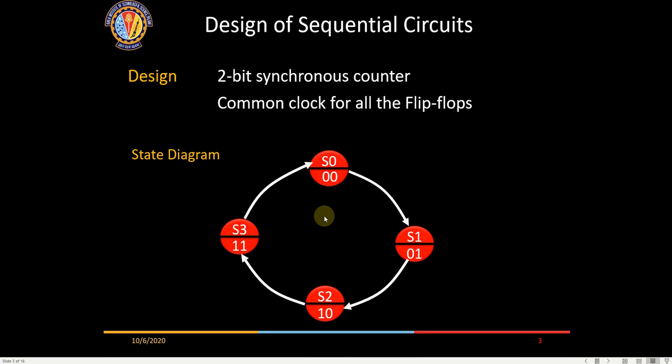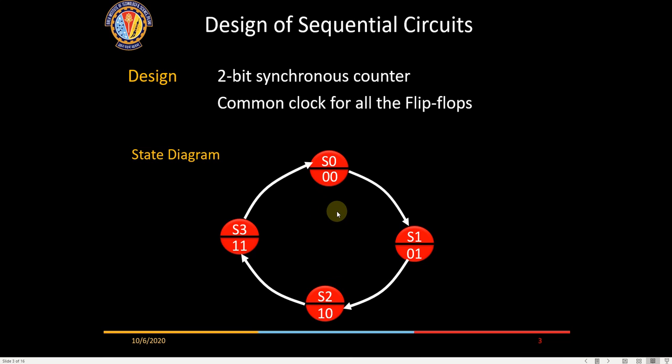And it could be a modulo 5 counter or modulo 6 counter. In that case you will require 3 flip-flops, and all the states may not be there in the state diagram. In this particular case we are going to use all the 4 states. Is it okay? We'll see an example towards the end also, which will depend on the states.